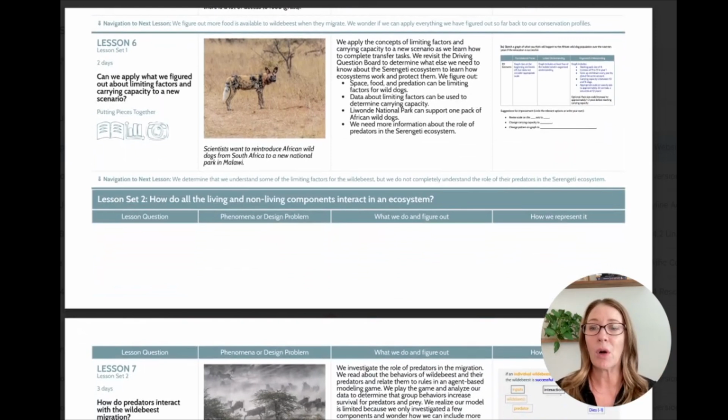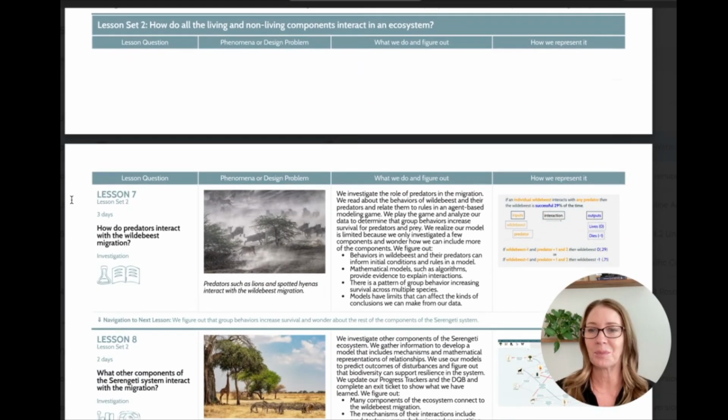In lesson 6, we're going to actually be at the end of our first lesson set. And this lesson set is going to assess all of those ideas we've developed in a new scenario. And that's what we call a transfer task, when they take the science ideas and put them into a new context. And this context is all about that African wild dog right here. And so we will use our ideas about limiting factors and carrying capacity and apply it to the African wild dog in that transfer task.